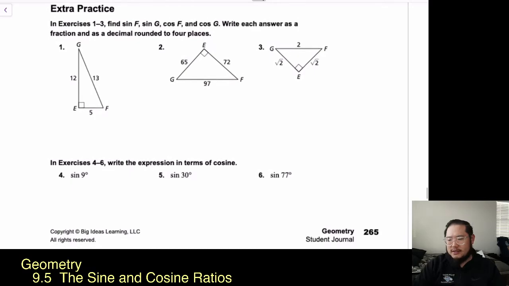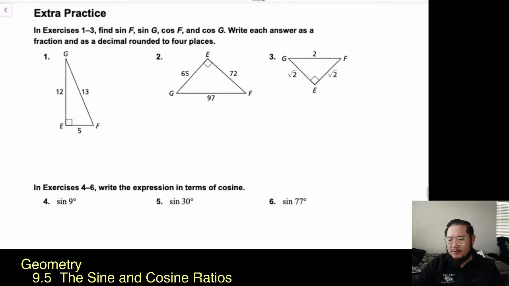So let's put this all together. Okay, let's take a look at number one. They're saying let's find sine of F, sine of G, cosine of F, and cosine of G. You want to write things as a fraction and as a decimal rounded to 4 places. Remember, if they ask for an answer that is exact, then you're not going to use your calculator. You're going to have to make sure you know how to plug the sides in correctly.